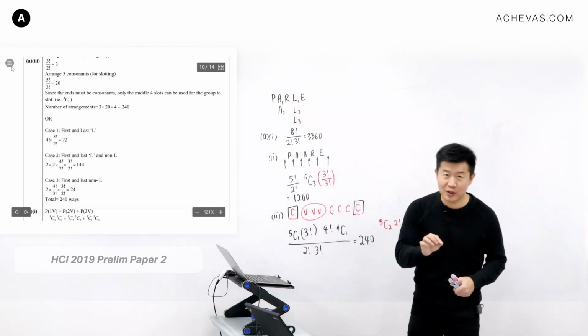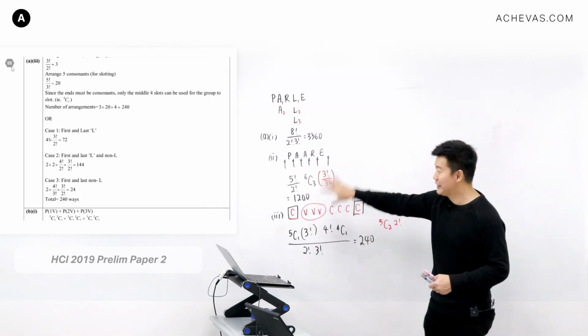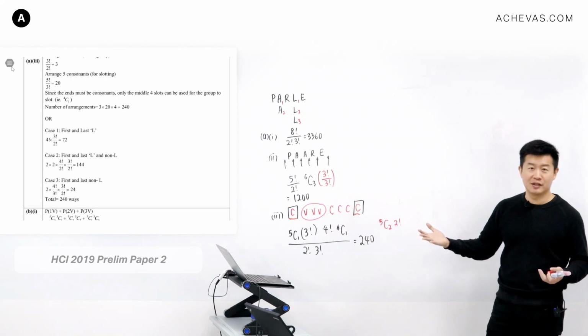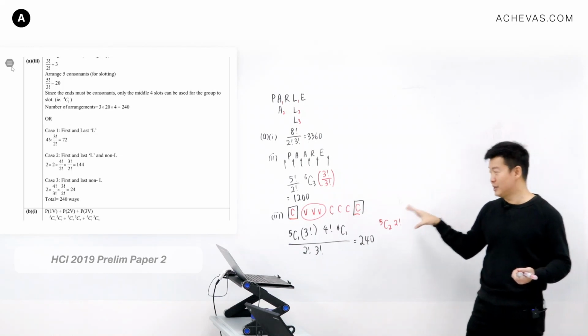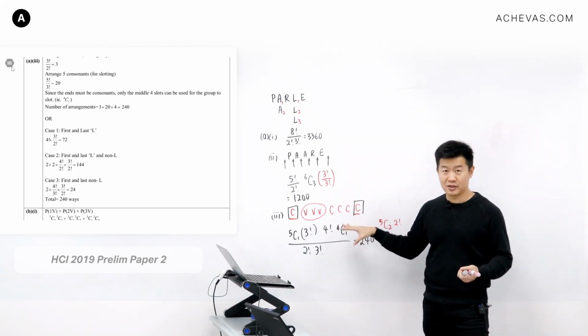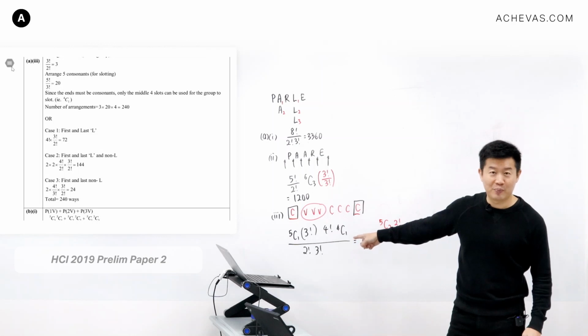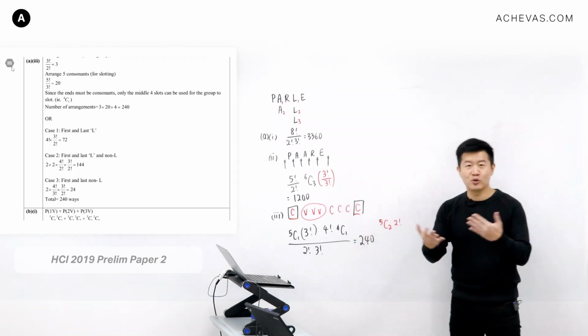Okay. Let me show you another case. Please don't think that this is super magical. This is just dealing with identical objects. But you'll realize that this kind of question is not a lot. You know why? Because this kind of question is actually very easy when you have a proper way to deal with identical objects.